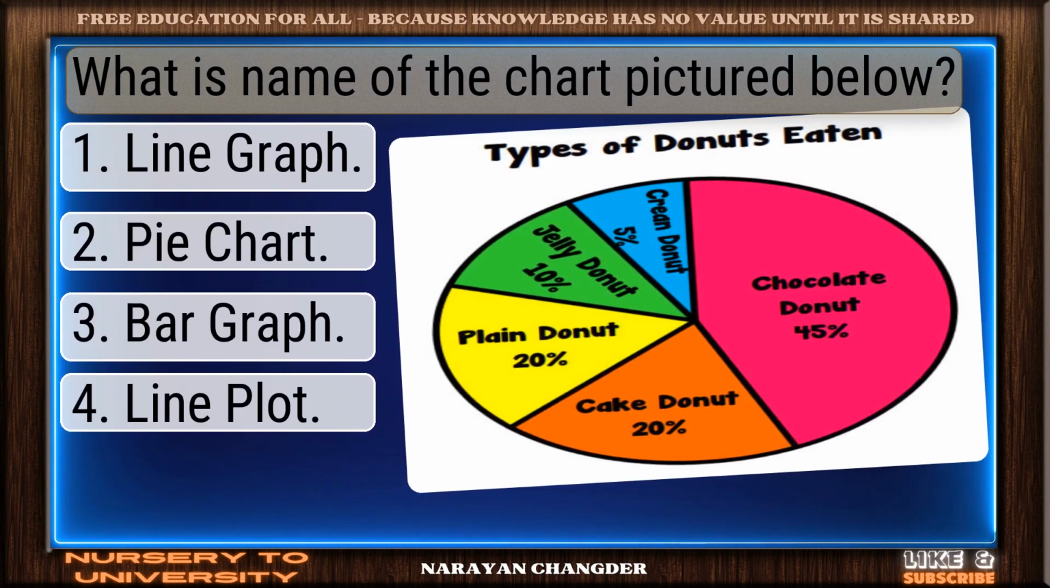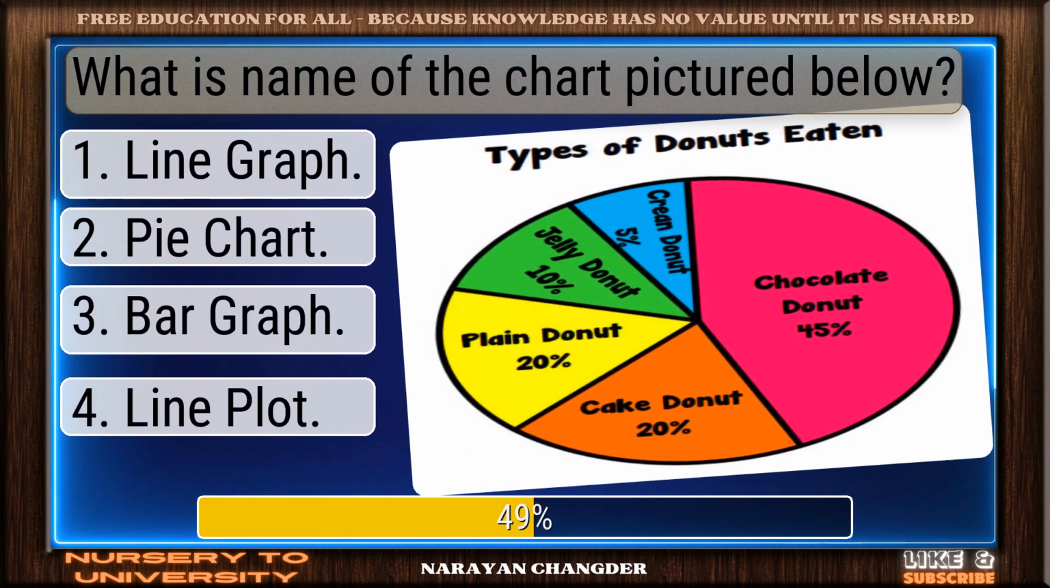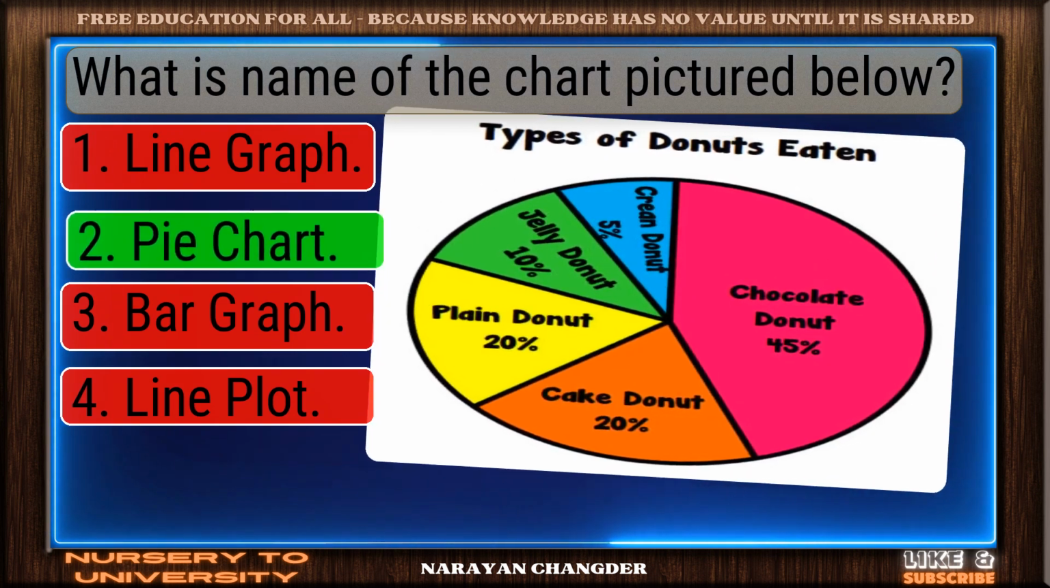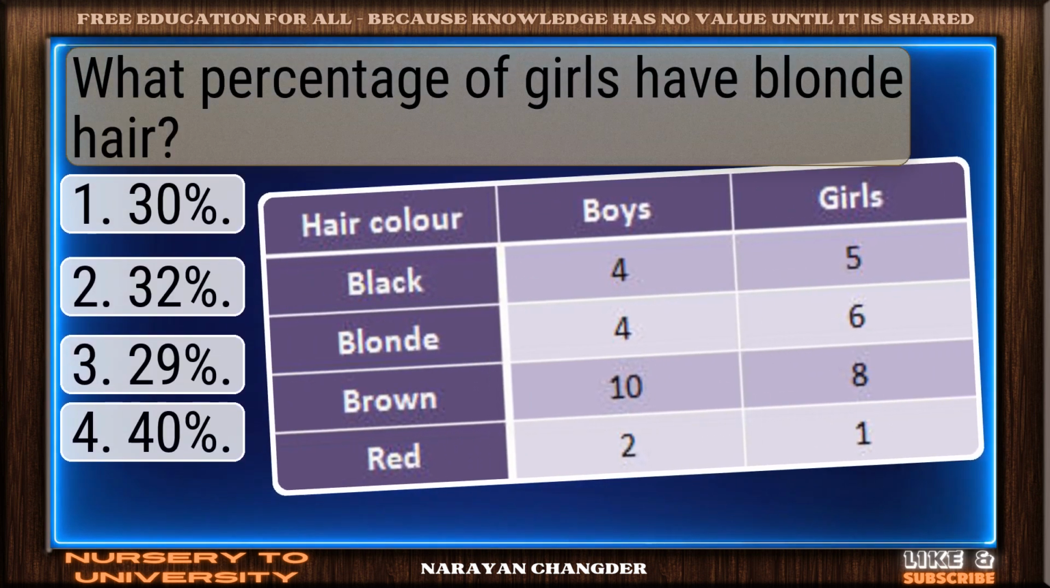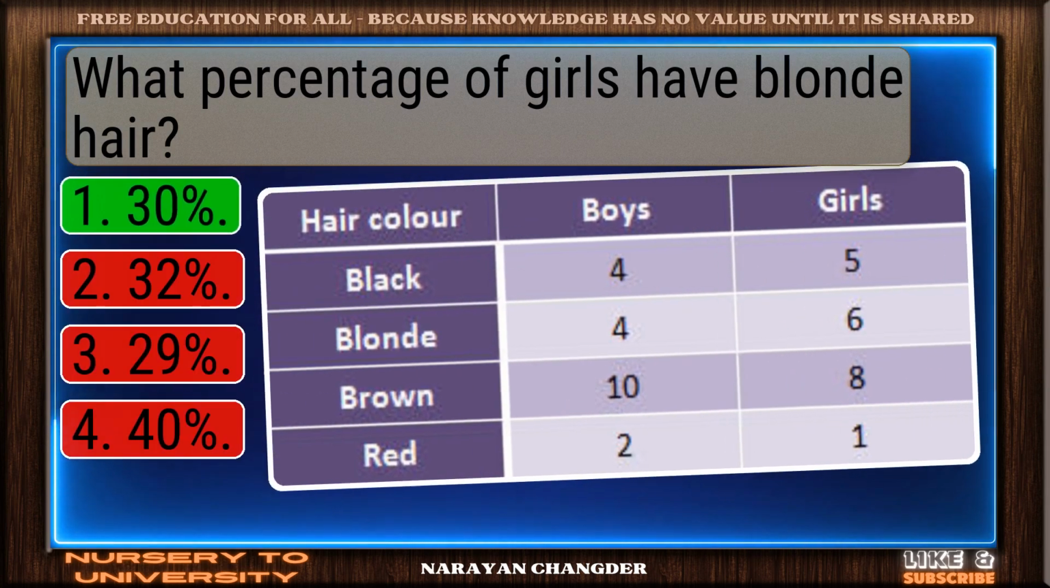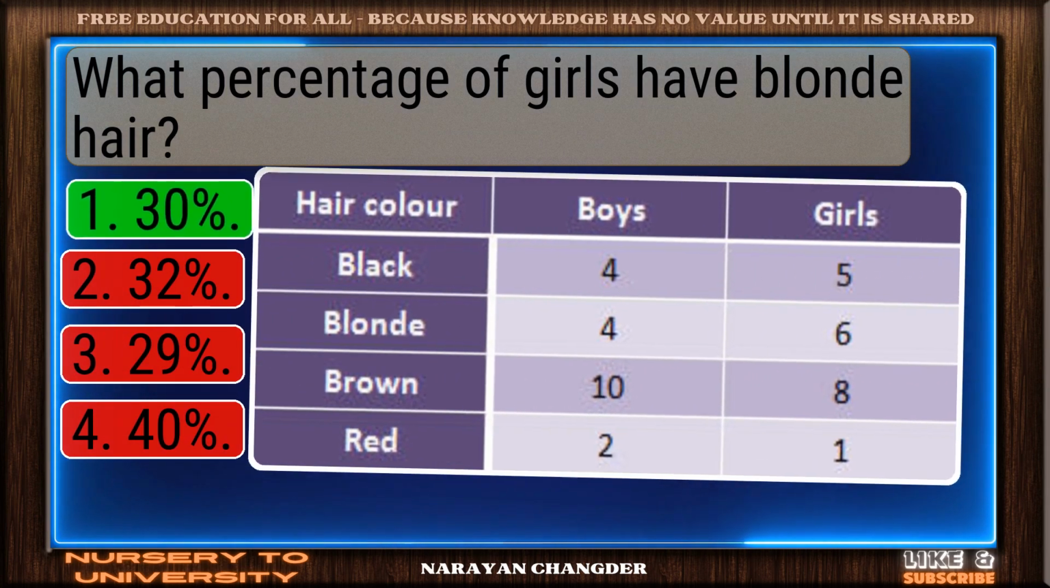What is the name of the chart pictured below? Smart move. Pie chart is the accurate answer. What percentage of girls have blonde hair? Right again. 30% is valid.